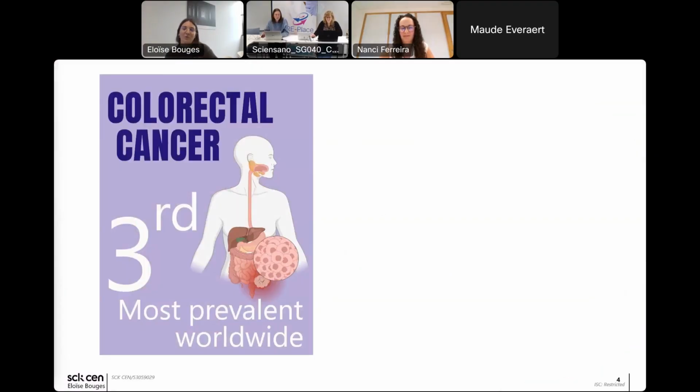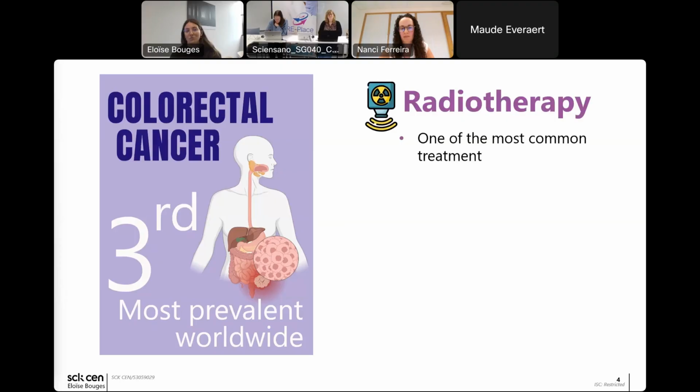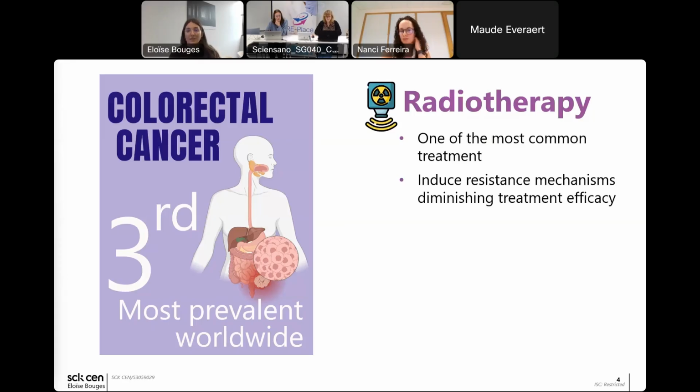First, for some context, Nanci already gave quite some nice context, so I will give context that is more related to my topic. I'm working on colorectal cancer, which is the third most prevalent cancer worldwide. Radiotherapy is one of the most common treatments used for this specific type, and more specifically for rectal cancer. The problem of such treatment is that it can induce resistance mechanisms that can have an impact on the treatment efficacy.